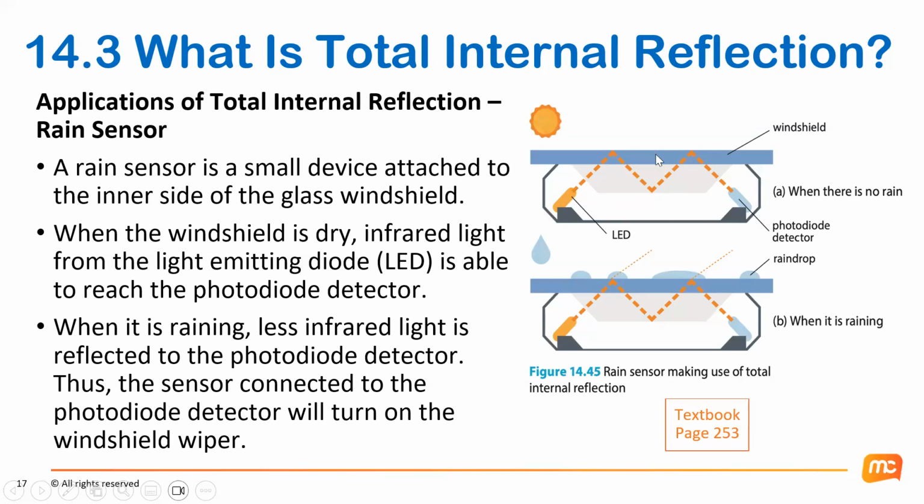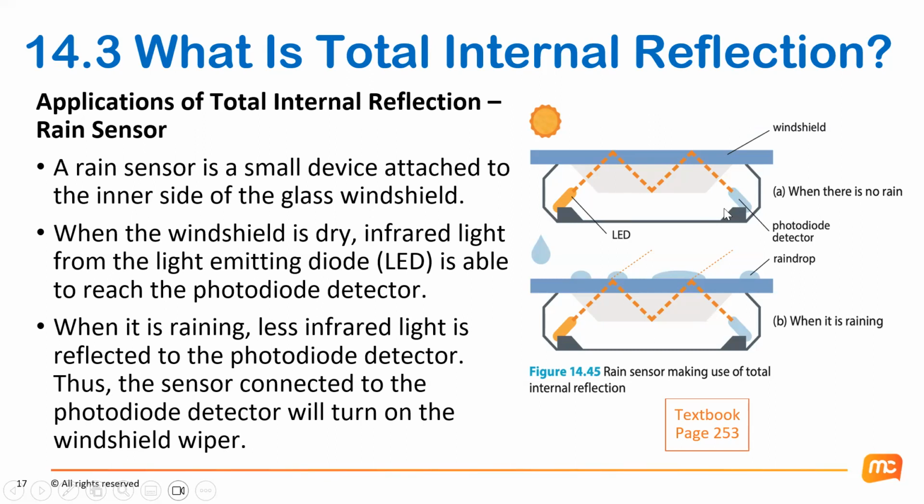Why is it able to bounce back? Because once it hits the windshield, which is glass or plastic, it is moving into a medium that is optically denser than air. So when it strikes at an angle that's greater than the critical angle, there will be TIR. So it will go through multiple TIR, and then it will reach something called a photodiode detector.